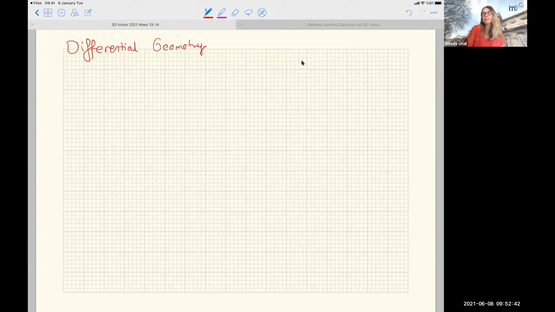So now differential geometry of surfaces. Let's do a quick introduction. Of course, this is much more involved. Again, my reference was the do Carmo book. I created these notes by looking at the do Carmo book.